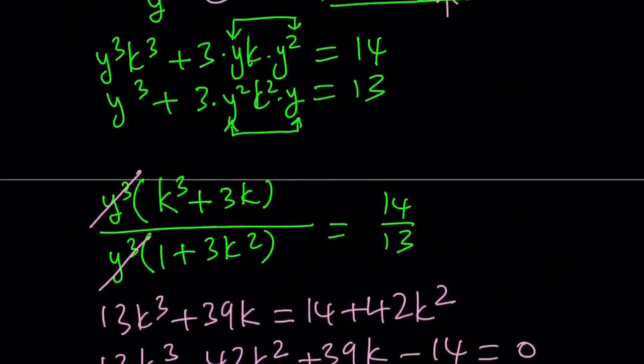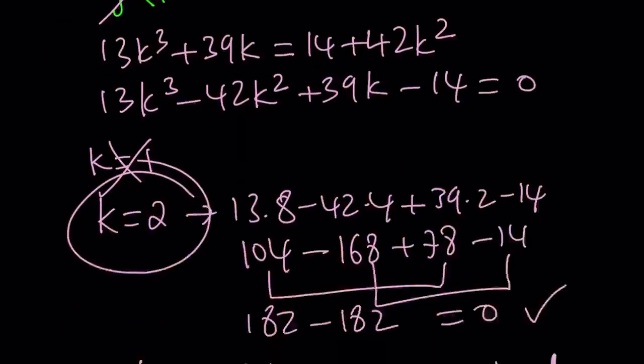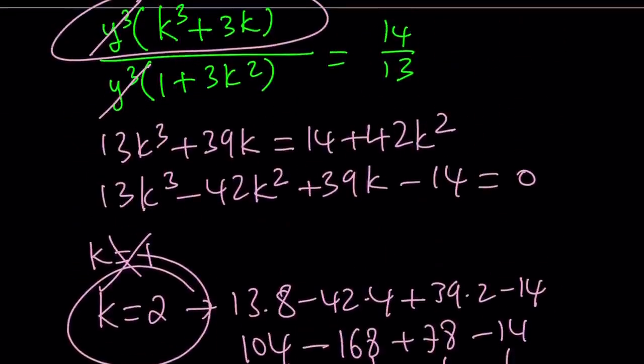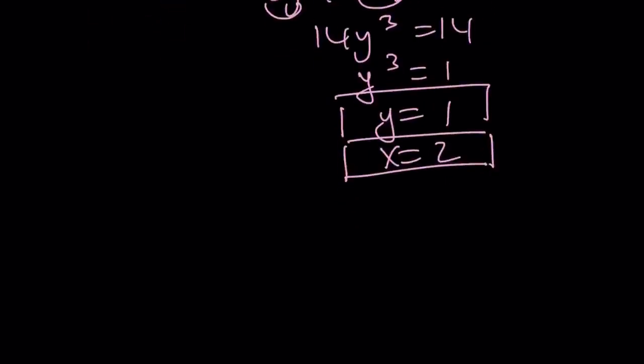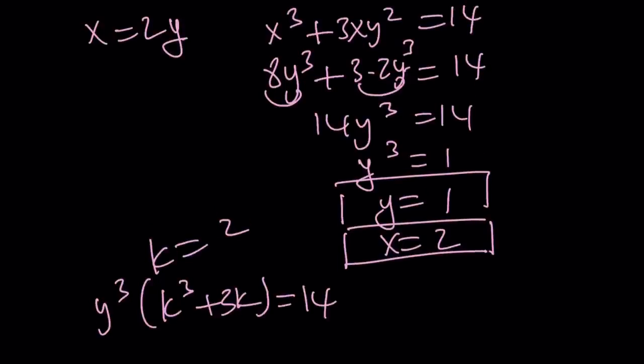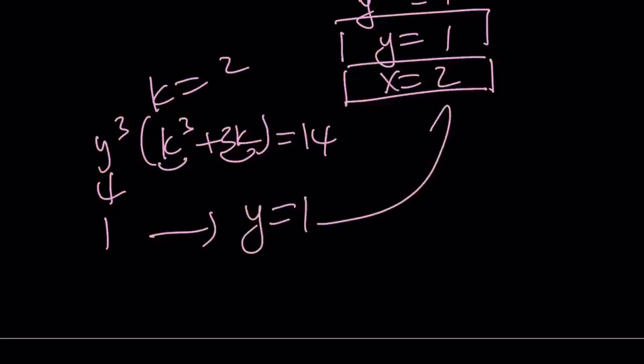After substituting x equals yk, we got this nice expression here: y cubed times k cubed plus 3k, right? So we can use that expression. Y cubed times k cubed plus 3k is equal to 14. And we know that k is equal to 2, right? So this is going to be 8 plus 6, which is 14. Y cubed is going to be 1, and y is going to be 1.